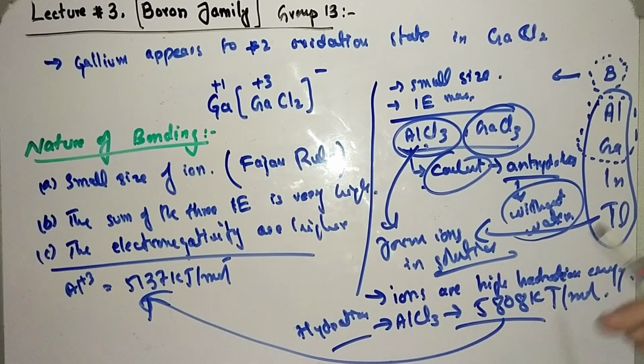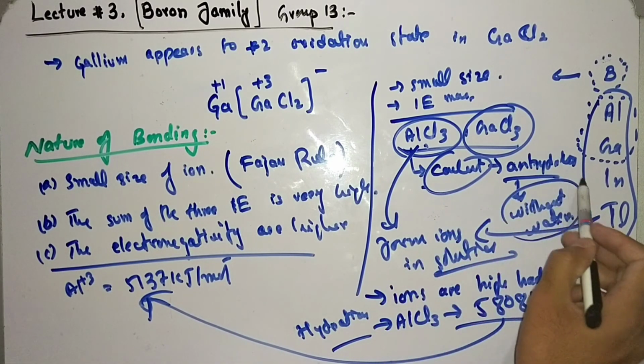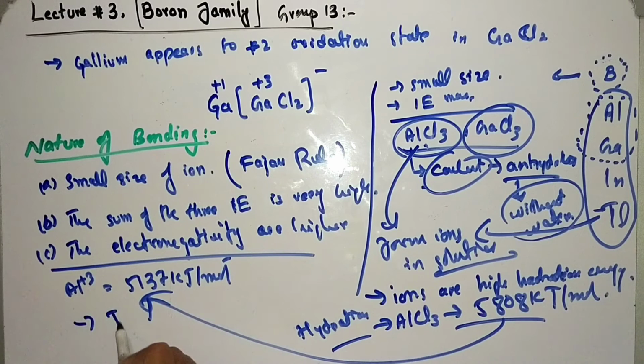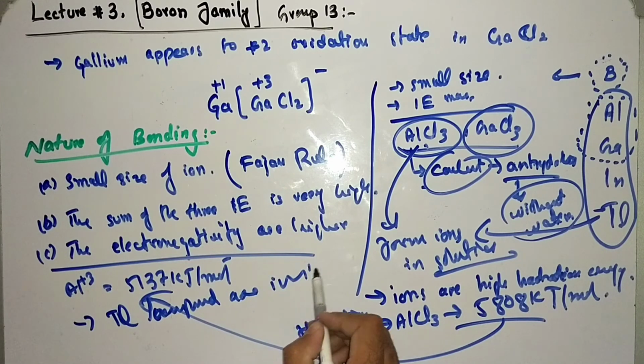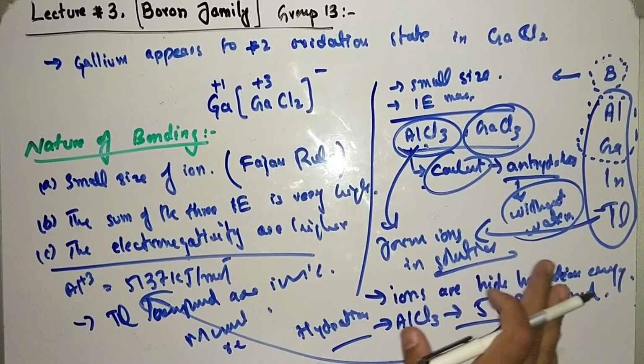I talked about all of this for boron, aluminium, gallium, indium. So what about thallium? The monovalent thallium compounds are ionic. Thallium compounds are ionic. The monovalency of thallium is due to the increasing reluctance of ns electrons to form bonds. As I explained before, that is the inert pair effect. The inert pair effect is greater in thallium.